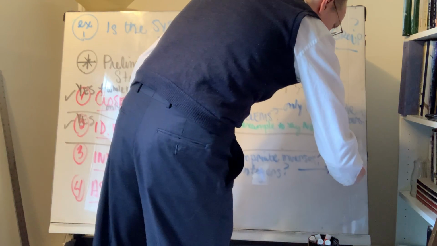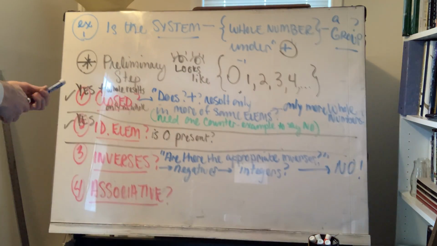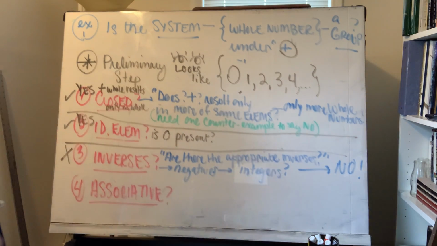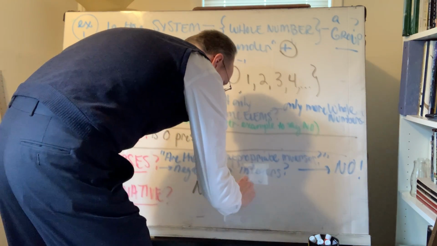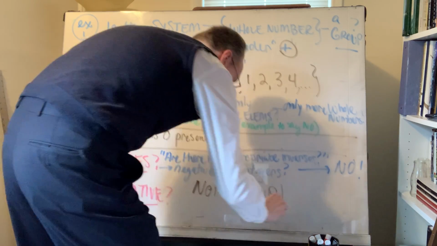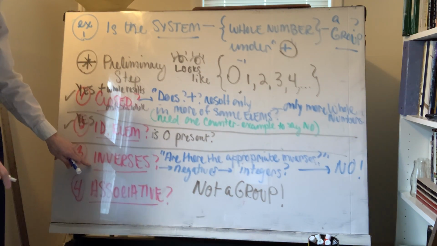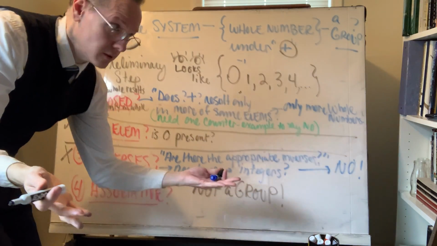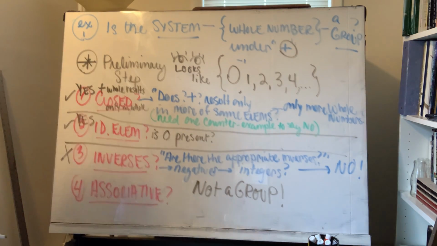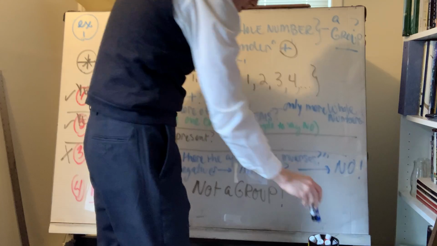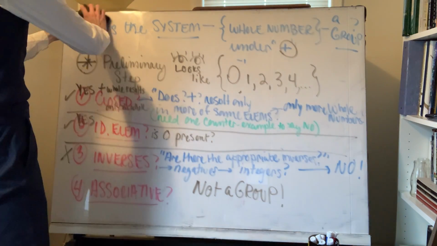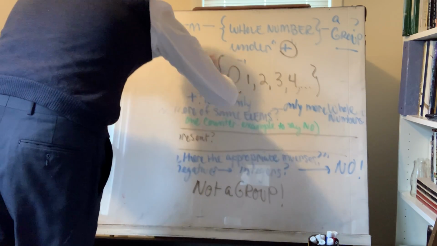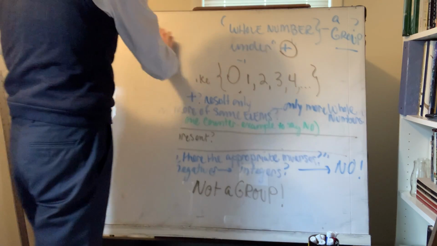No, right? So in this instance, we've hit a wall. This is not a group. Not a group, because when we got to the criterion of there being inverses, there aren't any. So therefore, not a group. And there's no point in proceeding once you've found something that disqualifies it.